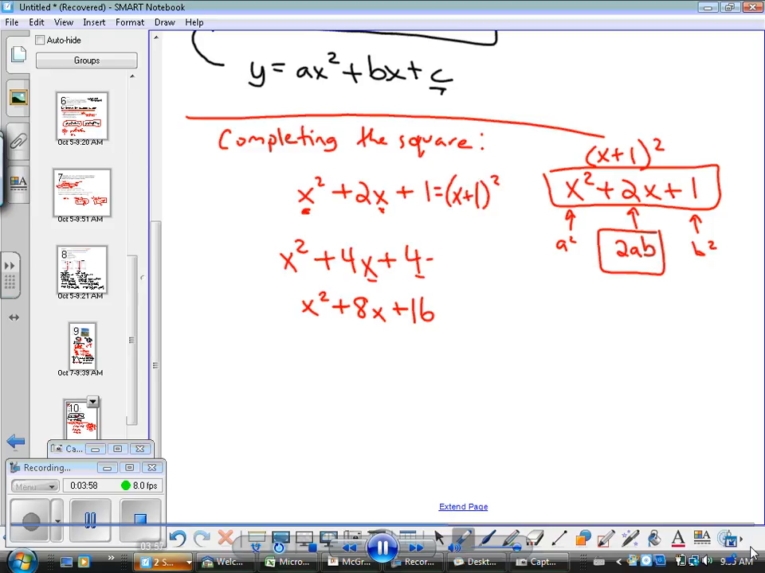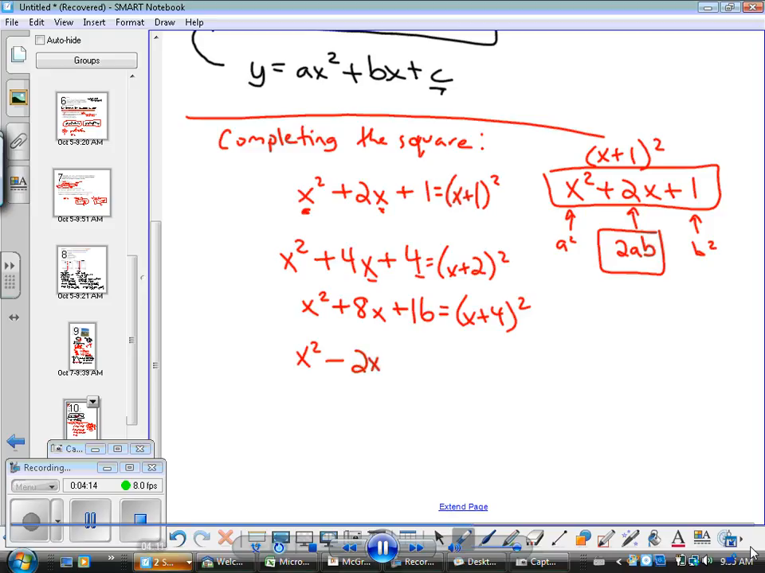Okay, what does the factoring look like? Well, it's just the square root of the first term plus or minus the square root of the last term, and then squared. Okay, how do you know if it's plus or minus? You look at the sign of the x term. In this case, we're going to have a negative.